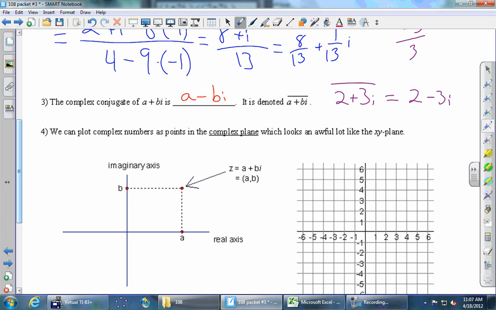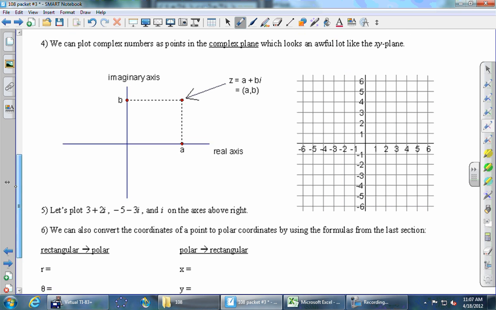Vanessa, number 4. All right, so on the left-hand side, it looks like the xy plane. It's not. This is the imaginary plane, or the complex plane. You've got a horizontal axis, which is no longer called x. It is called the real axis. And then a vertical axis, which is no longer y. It's the imaginary axis. And so if I ask you to plot the point a plus bi, you're going to go a on the real axis and b on the imaginary axis and put a point.